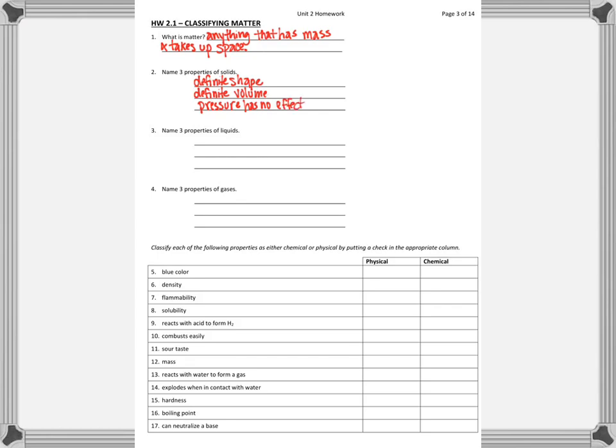Okay, we look at liquids. Liquids do not have a definite shape. Okay, so no definite shape. They'll basically take on the shape of whatever container they're in. However, they do have a definite volume, okay? And pressure has no effect on a liquid, okay? So pressure, meaning that we can't compress liquids into smaller sizes.